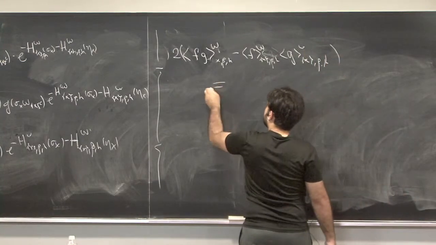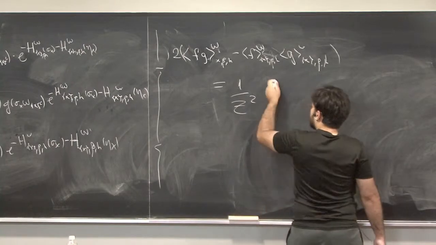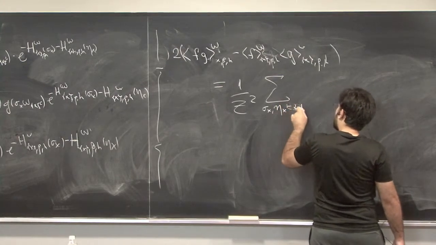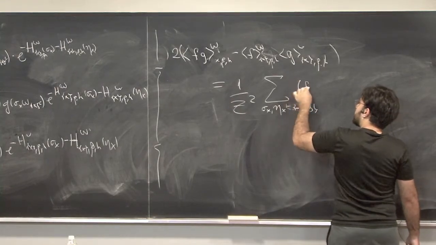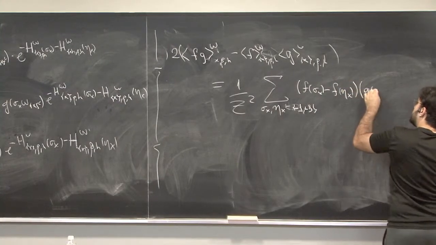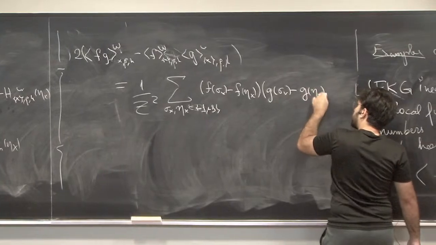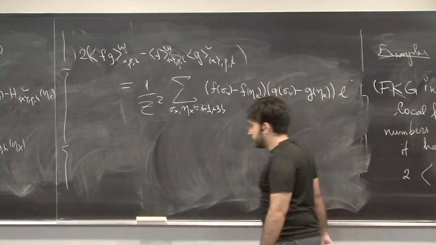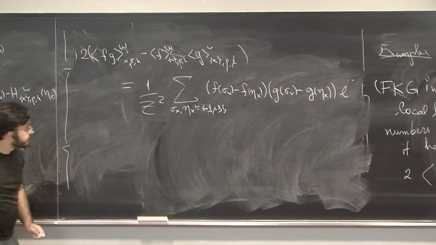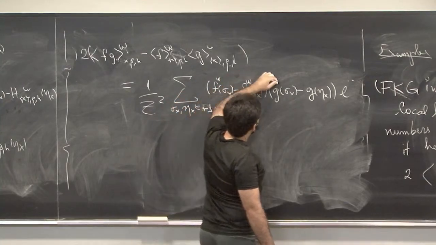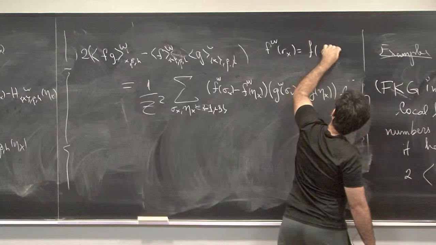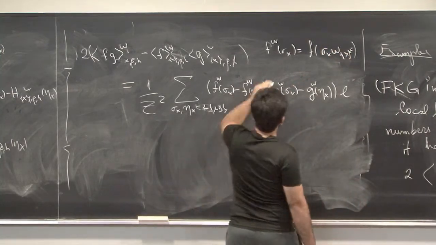I will have that this will be 1 over the partition function squared, summing over both of these variables here, minus 1 plus 1, times f sigma x minus f eta x, g sigma x minus g eta x, times the exponential term. Okay. I will put an omega here, just for you to remember that f omega sigma x is just f sigma x omega x. Okay, and the same for g.